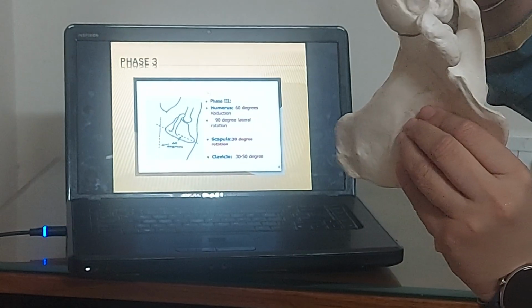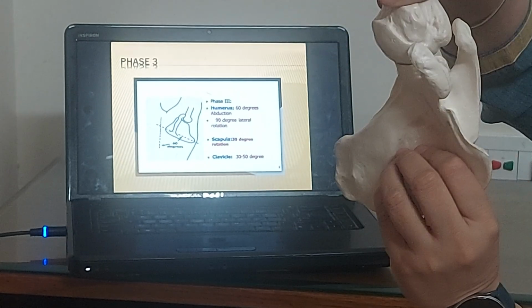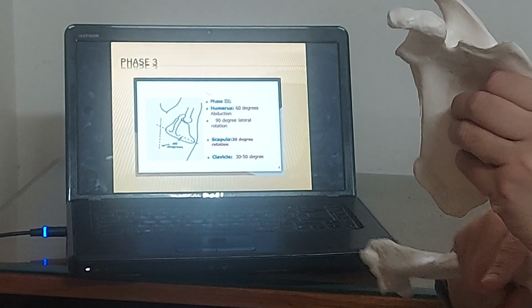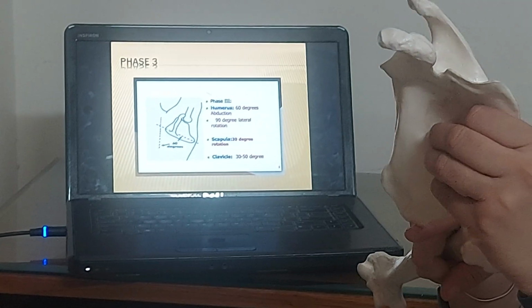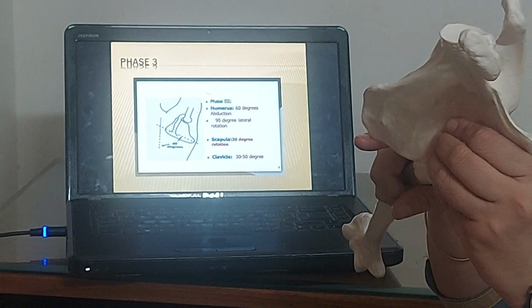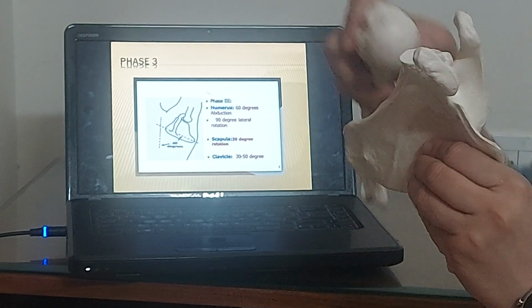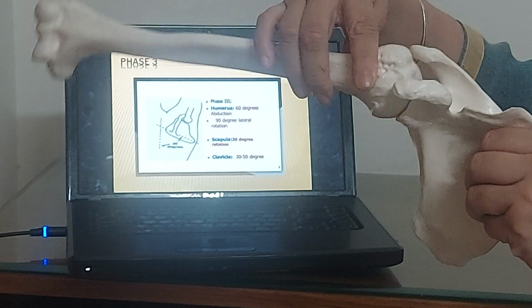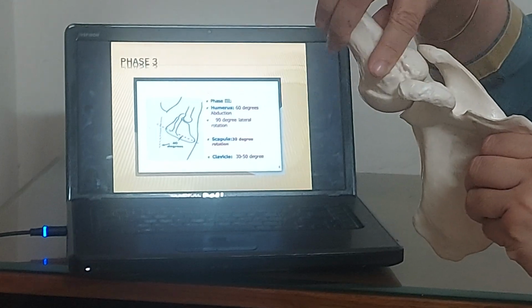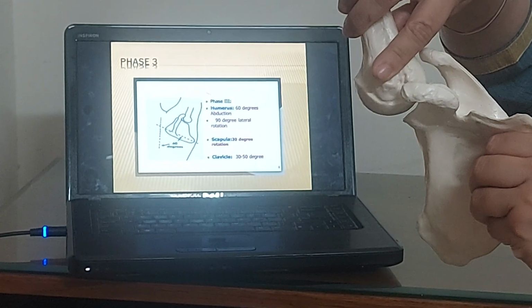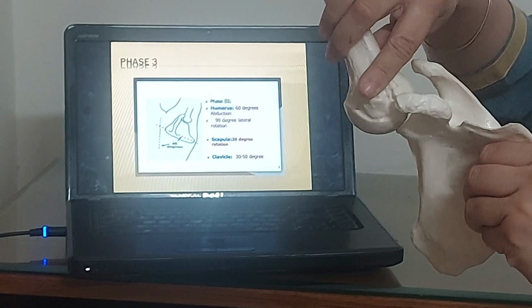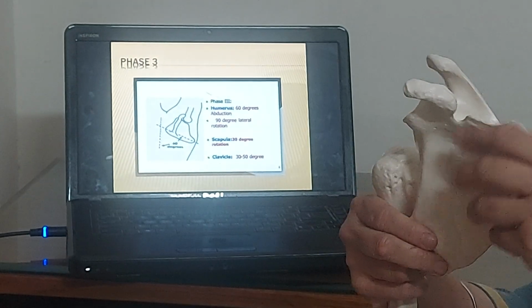The scapula in this was at 30 degrees. It has moved like this. The scapula has further moved 30 degrees. So the total motion over here was, initially it started from 30 degrees and another 30 degrees of motion, that is a total of 60 degrees of motion has taken place. Whereas the humerus was at 90 degrees and it has gone into another 90 degrees, that means 180 degrees of motion has taken place. And what happened at the clavicle?